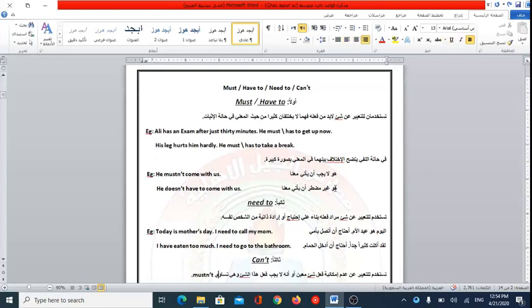After that, need to is used to express something you want to do based on a need or an internal desire of the person. Need. You use need to express something you need to do. It's an internal desire to do this.